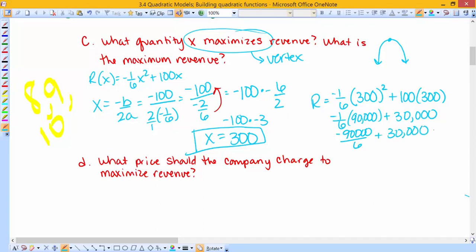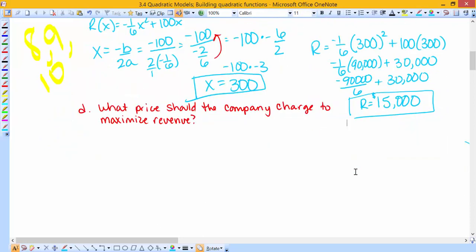plus 30,000. So now I'm just going to use my calculator. Negative 90,000. And make sure you're plugging in correctly, you guys. It'd be wise for you to practice this right now. And then I've done so far the negative 90,000 over 6, and I got negative 15,000, and then I'm going to add the 30,000, and I get that R equals $15,000. So if they sell 300 items, they are going to make $15,000.